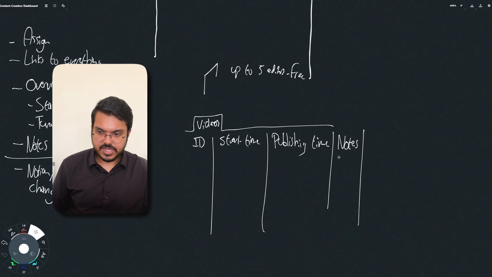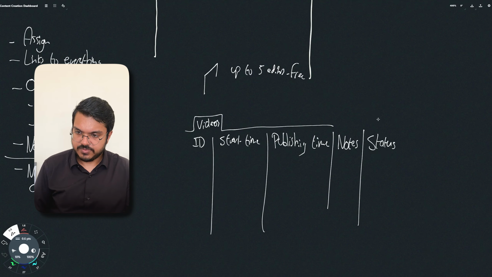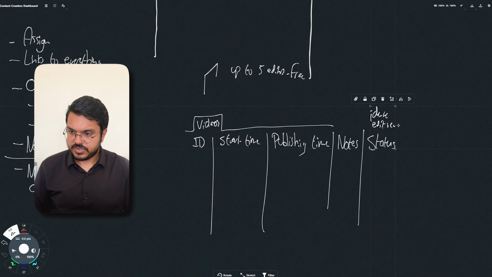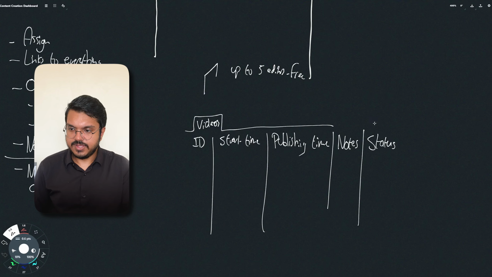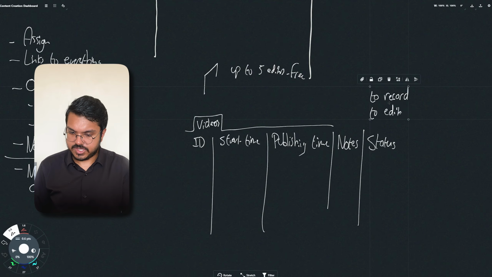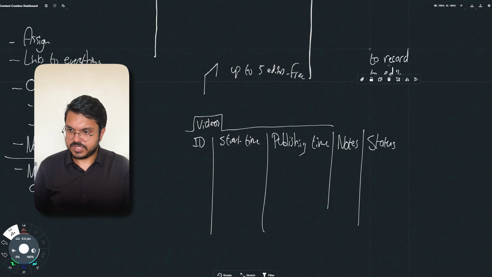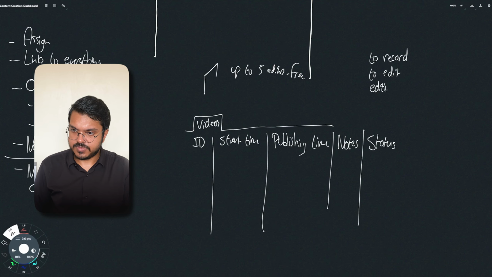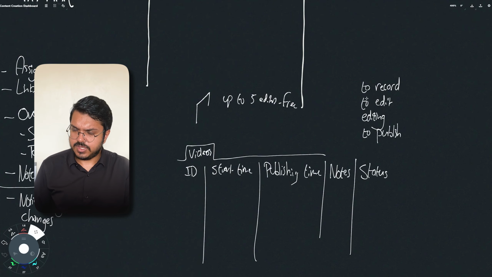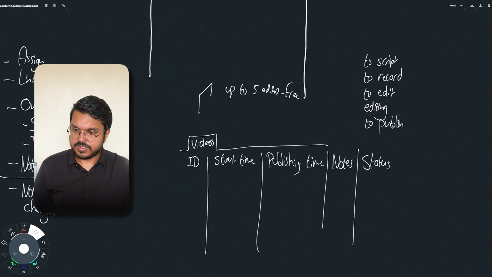Then we have, of course, status. So that can be ideate, edit, record. Well, actually, no. For simpler language and clear communication, it should be: to record, which means that we have to record this. To edit. I guess you would also have something like editing, because it can take a bit of time depending on the raw footage. Then we have to publish, and to script would also be a smart one. To script, this should be it for the status.